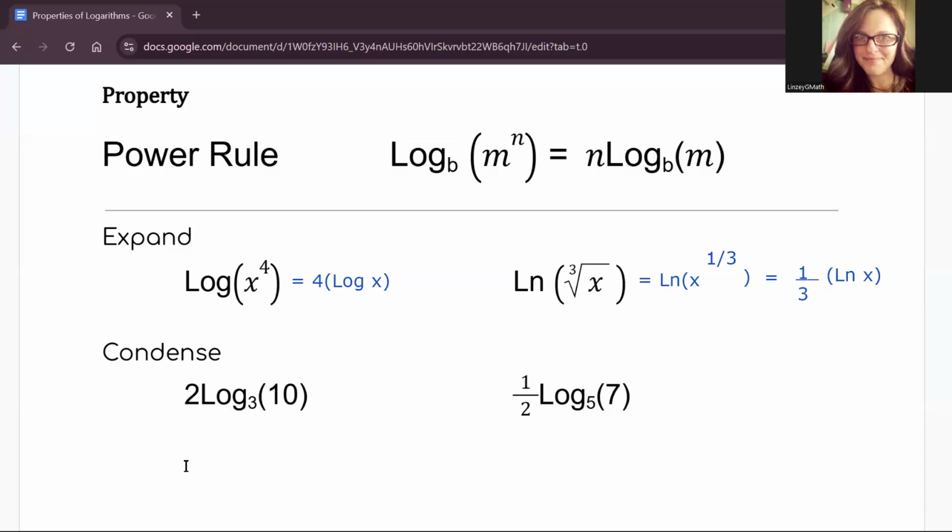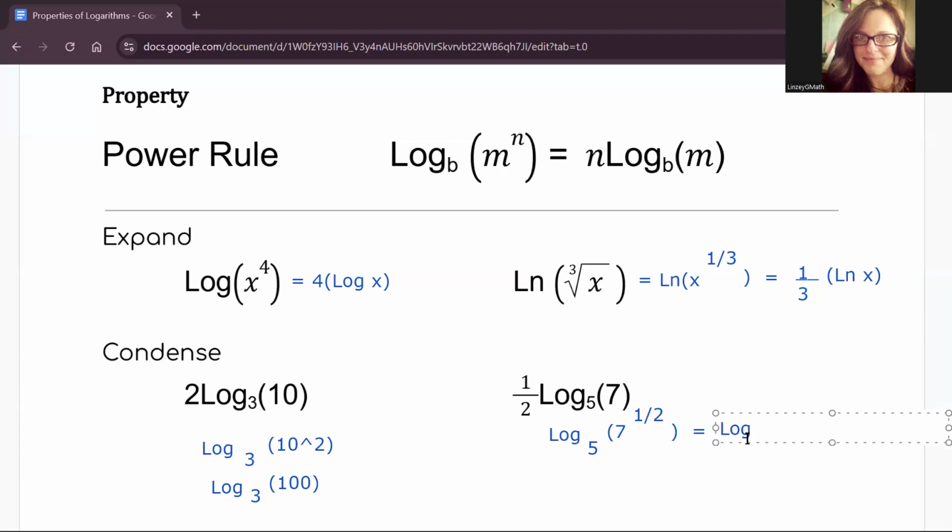And then condensing. Log base 3, and then we can put the power back up into our logarithm, and we get log base 3 of 100. And the last one for this property, log base 5, and we'll raise 7 to the 1/2 power. And the 1/2 power is the square root, so you could also write this as log base 5 of the square root of 7. Next.